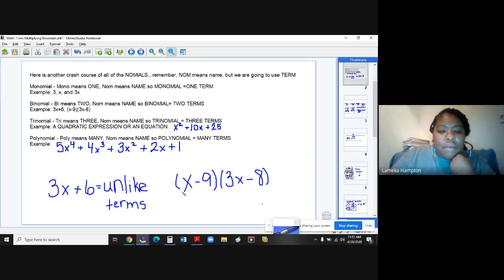I have a binomial here. So x minus 9, that's one binomial, and that's multiplied by 3x minus 8. So I have two binomials here, and I can multiply these things together.